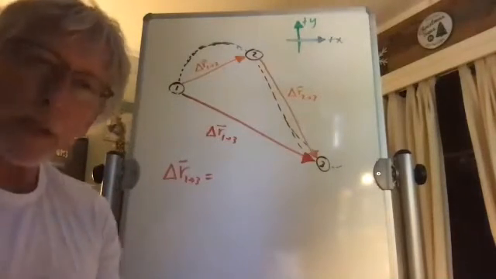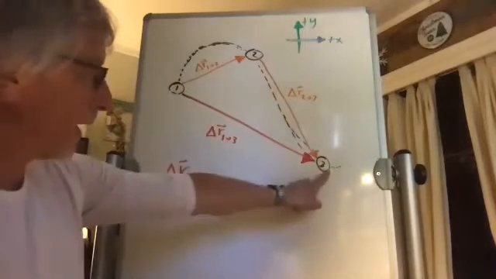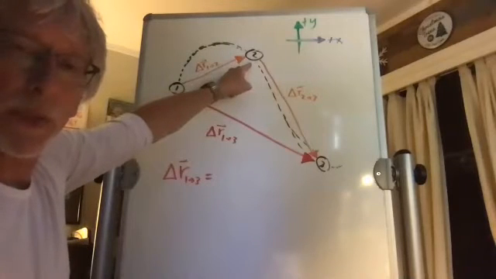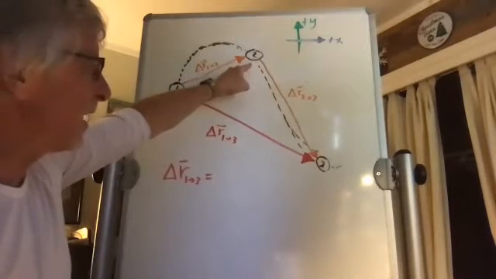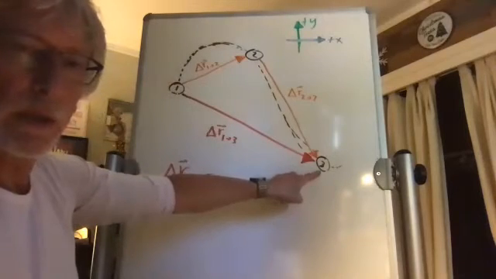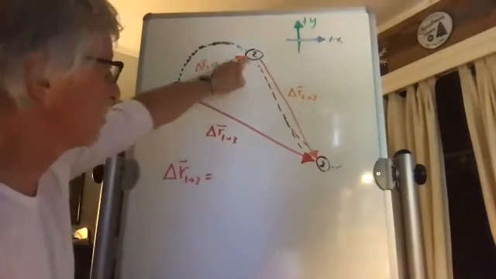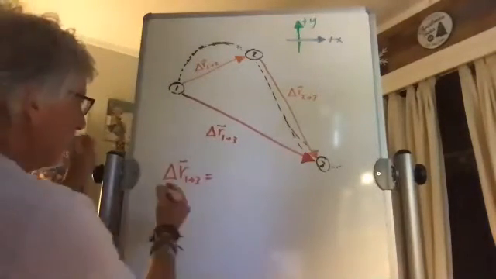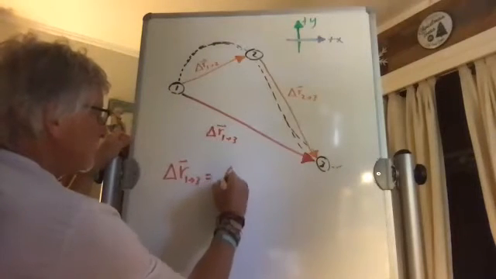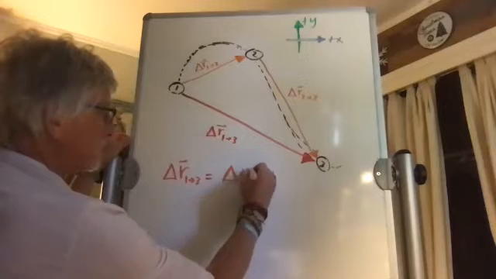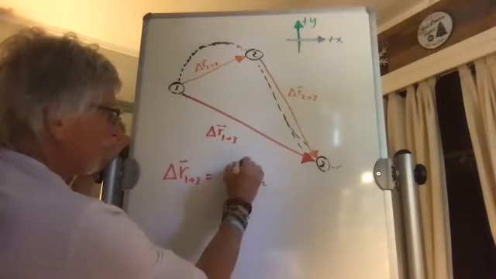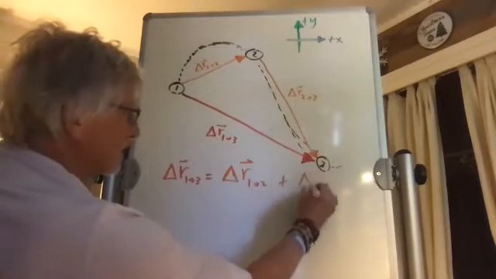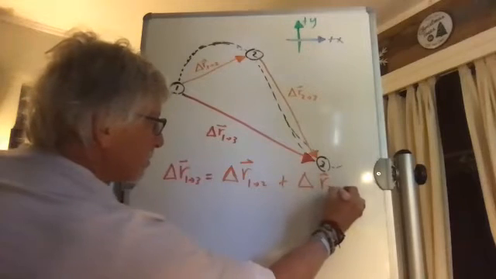If you think about it, if you go somewhere, you start here and you end up there, but you took a break or something, you had to drop something off, pick something up, then the displacement from 1 to 3 happened because you went from 1 to 2 and then 2 to 3. So the displacement from 1 to 3 is the displacement from 1 to 2, and I put a little half arrow up there, you can put a full one if you want, easier to write, plus the displacement from 2 to 3.